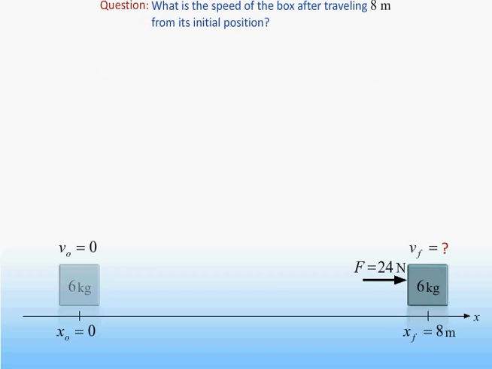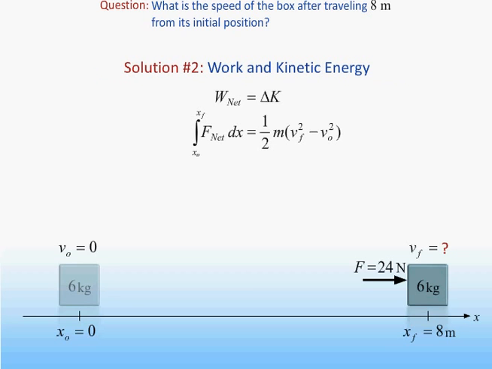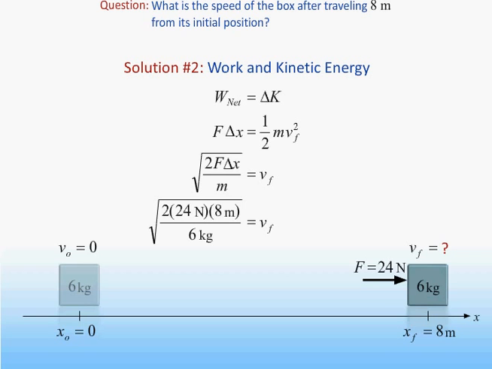There is, however, an easier way. Namely, we can simply equate the work done by the net force, which is just the applied force in this case, to the change in the kinetic energy of the box. Now, since the applied force is constant, we can take it outside the integral, and then the work done is just equal to the product of the applied force and the distance. Since the box was initially at rest, the change in kinetic energy of the box is just equal to its final kinetic energy. Consequently, we see that the final speed is equal to 8 meters per second.